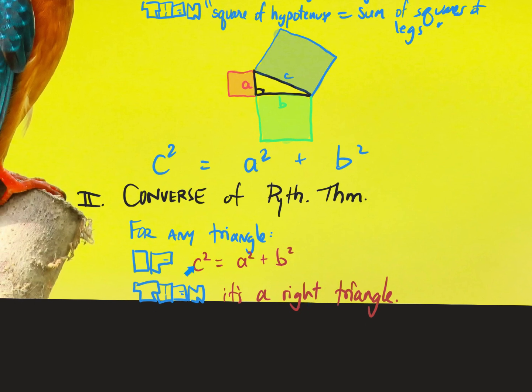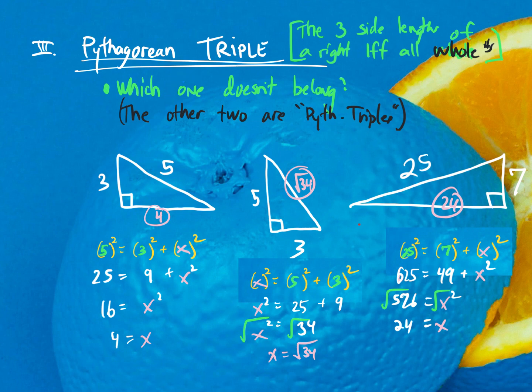If the longest side squared is equal to the sum of the squares of the other two sides, it will be a right triangle. All right, then we talked about Pythagorean triples. So a Pythagorean triple is the three side lengths of a right triangle, but only if all the sides are whole numbers. So which one of these is not a Pythagorean triple?